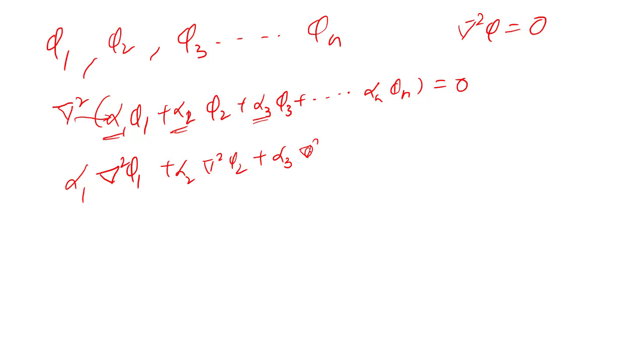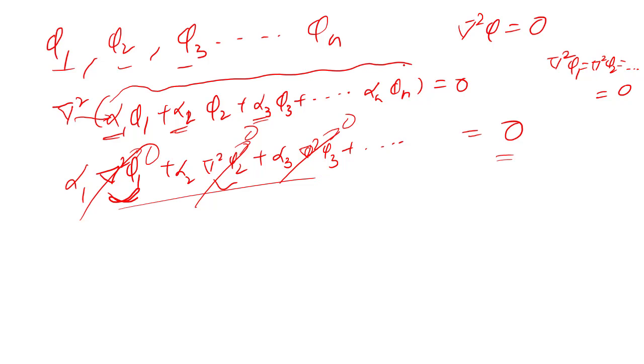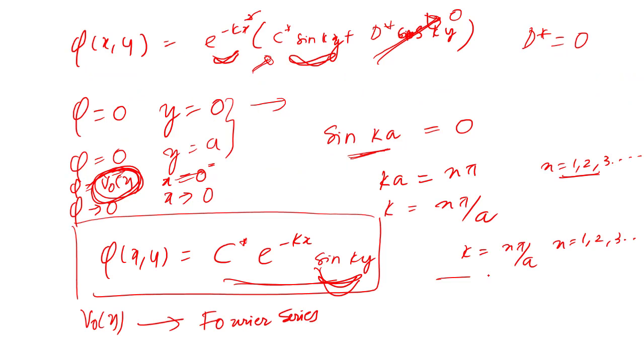But these satisfy the Laplace equation. That means del square phi 1 is equal to del square phi 2 is equal to so on and so forth is equal to 0, right? So the sum is 0. So this linear combination of all these solutions is itself also a solution to Laplace's equation. And what we got on the last slide is a series of solutions where n can go from 1 to 3, and so on and so forth.